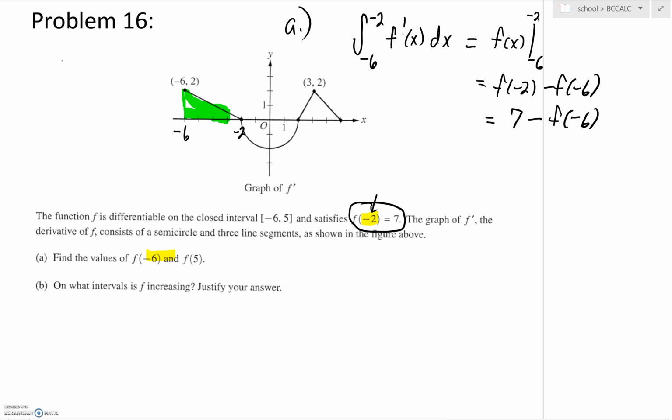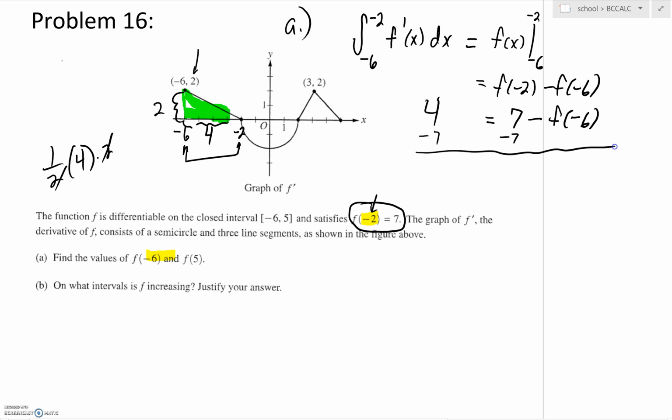Now, my net area, when I look at this from -6 to -2, is of course a base of 4. It's 4 steps from -6 to -2. Having a height of 2 here, we can say 1/2 base times height, and that's just a 4. It does not take too long to solve. I can subtract a 7. 4 minus 7 is -3. And then we can divide out a -1. And you can see f of -6 is actually going to equal a 3. So, hey, we've got that much going.